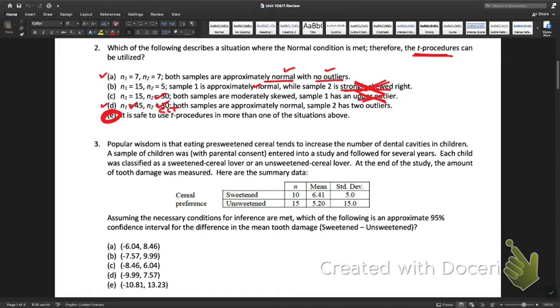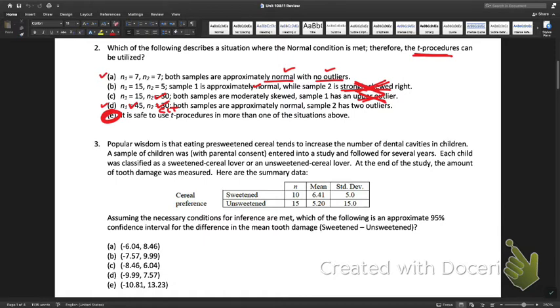All right, C. Popular wisdom is that eating pre-sweetened cereal tends to increase the number of dental cavities in children. A sample of children was, with parental consent, entered into a study and followed for several years. Each child was classified as a sweetened cereal lover or an unsweetened cereal lover. At the end of the study, the amount of tooth damage was measured. Here are the summary of the data. Assume the necessary conditions for inference are met.